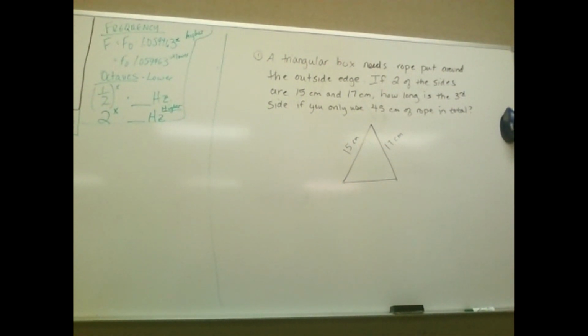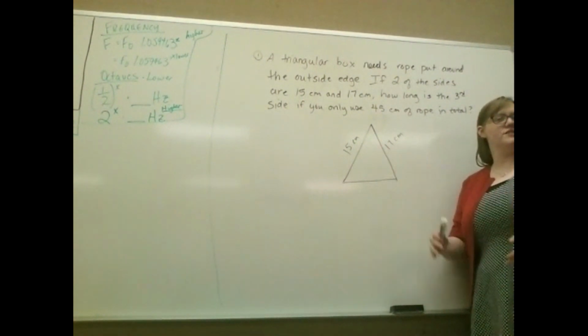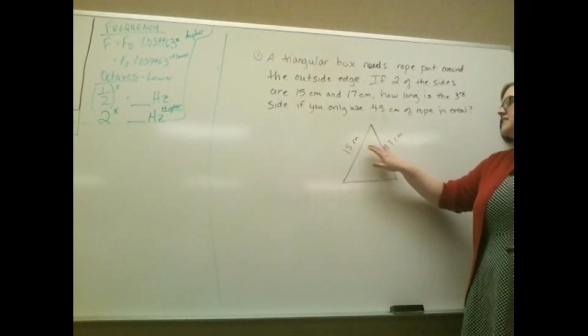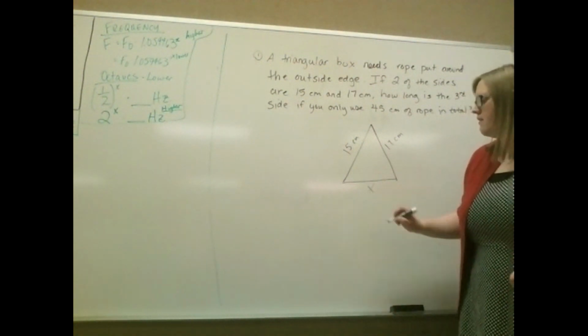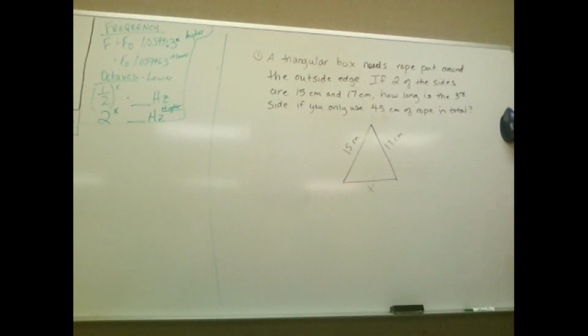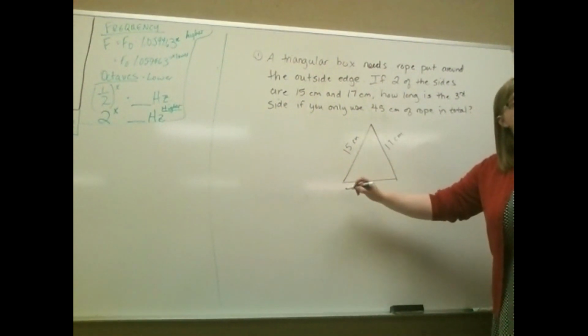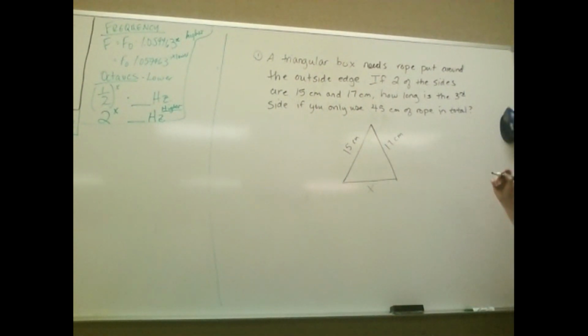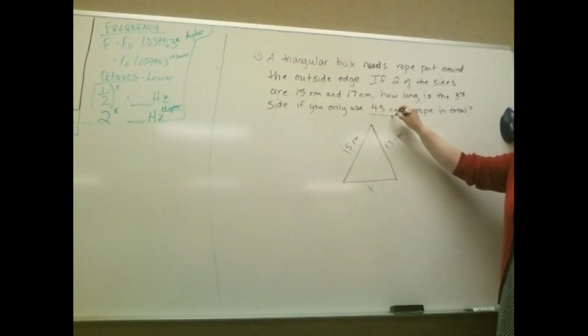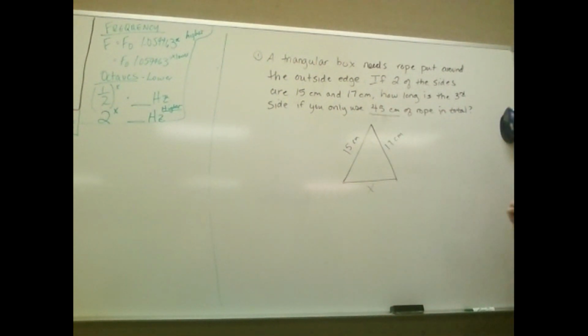All right, so we see here that we have a triangular box. So here's what I imagine it looks like. One side is 15 and the other side is 17. And overall, you can only use 45 centimeters of rope. And we want to know how long that side is. Okay? So since it's going around the outside, that's going to be our perimeter, all right? So that means our perimeter cannot be any more than 45 centimeters.